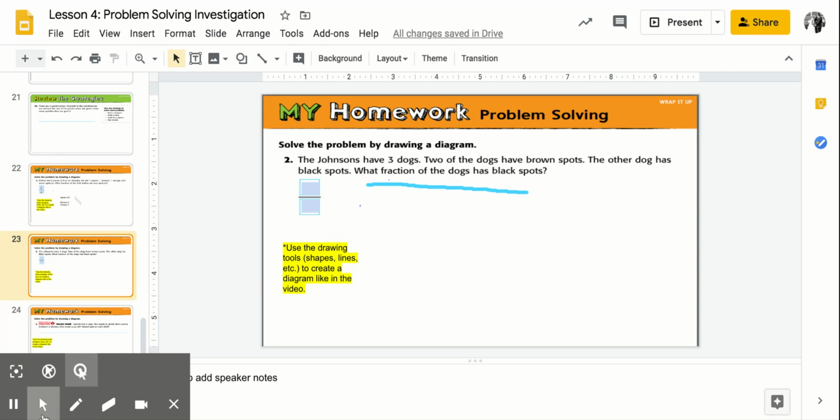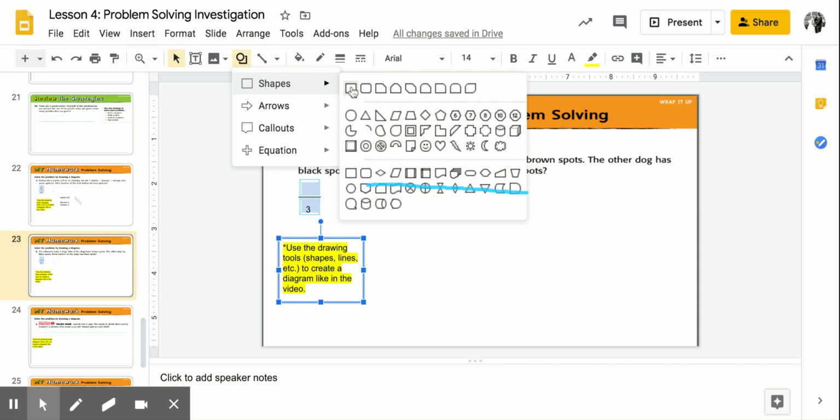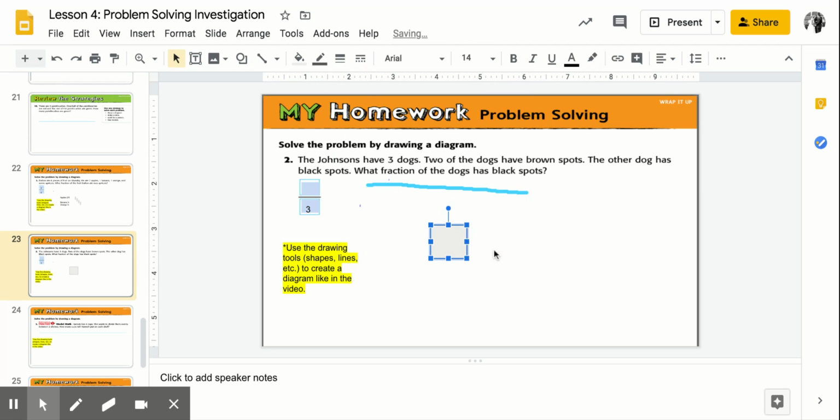Then I'm going to look and see how many total dogs they have, and that's going to be my denominator, my bottom number. So total, they have 3 dogs. And then it tells me that 2 of the dogs have brown spots. So I can insert a shape. There's one of my brown ones.